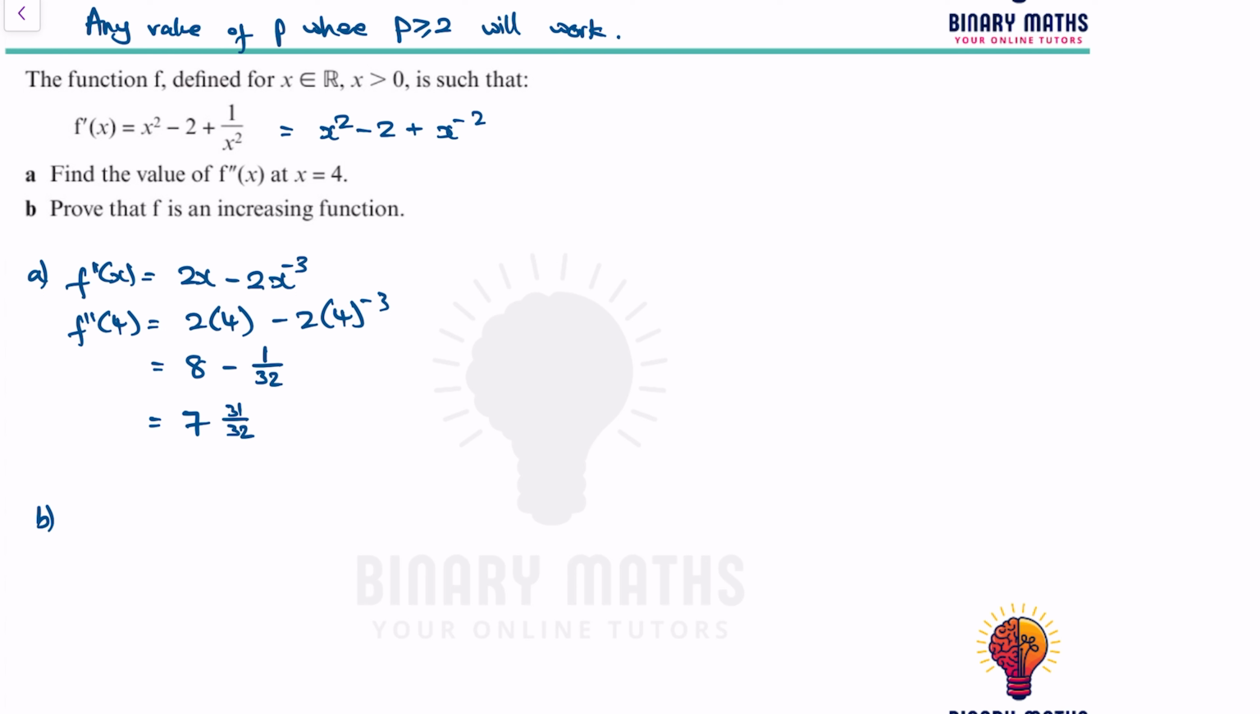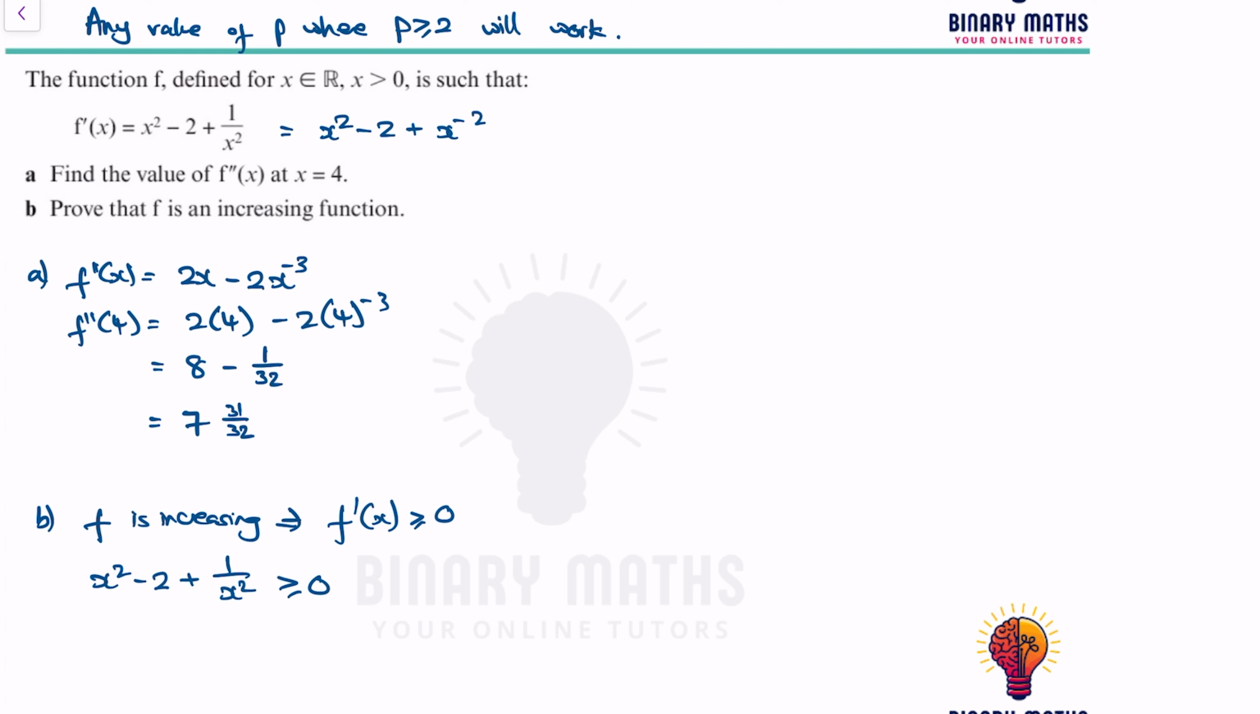B. Prove that f is an increasing function. To prove f is an increasing function, I have to show that f dash of x is greater than or equal to 0. Okay, so I need to show, to prove that f is increasing implies f double dash of x is greater than or equal to 0. So what I'm trying to show is x squared minus 2 plus 1 over x squared is greater than or equal to 0 for which values of x.